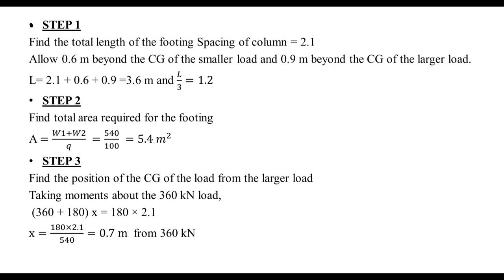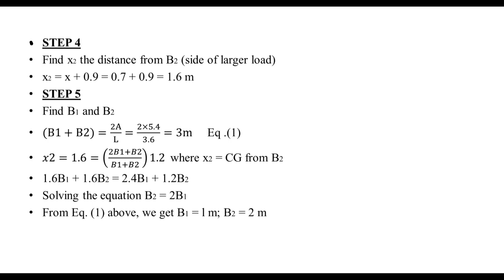Step number 3. Find the position of the center of gravity of the load from the large load. Taking moment about this 360 kN: 360 plus 180 into x equal to 180 into 2.1. We get x equal to 0.7 meter from the 360 kN. Step number 4. Find x2, the distance from B2. x2 is x plus 0.9. x2 equal to 1.6 meter.